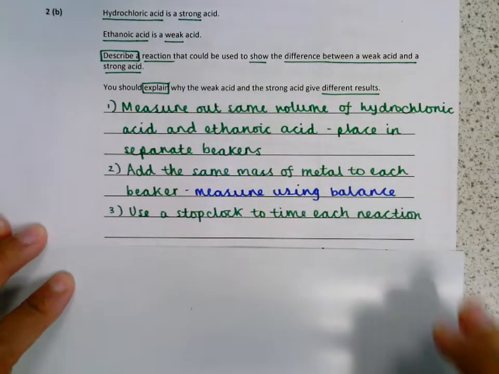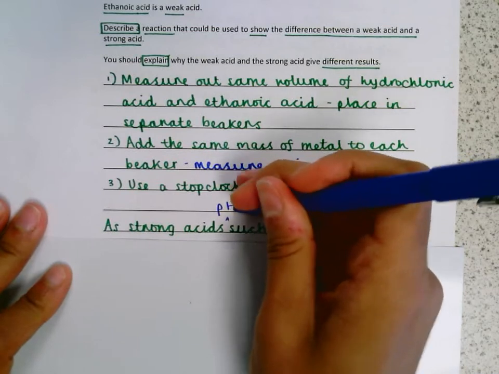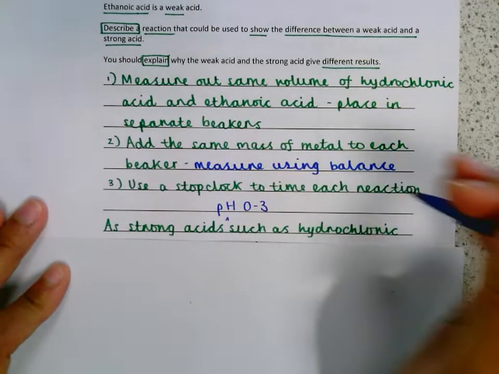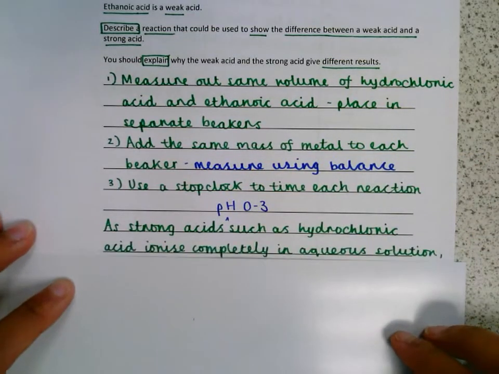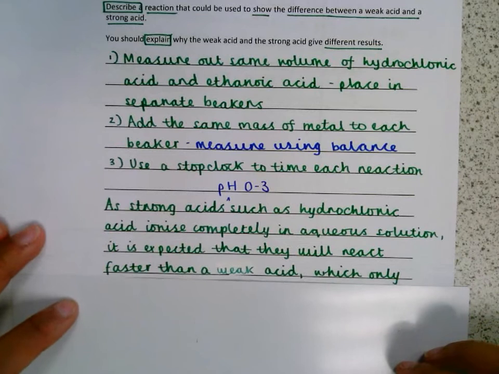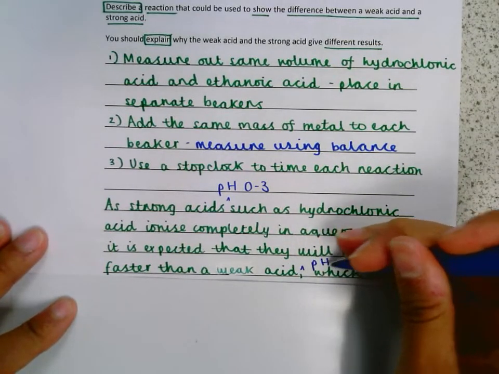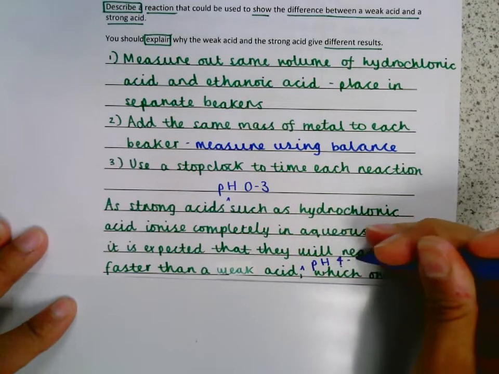The explanation next. So as strong acids, and you could have written from pH 0 to 3, such as hydrochloric acid, ionise completely in aqueous solution, it is expected that they will react faster than a weak acid. And you could write pH 4 to 6.